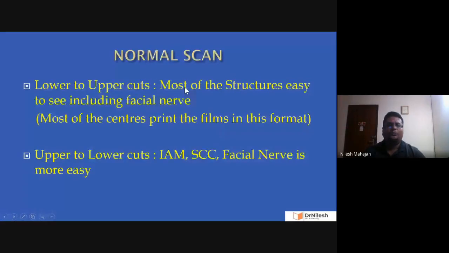But there are some structures that are very easy to identify if you read from upper to lower cuts, like the internal auditory meatus, semicircular canal, and the facial nerve also becomes easier if you are tracing from upper to lower cuts.